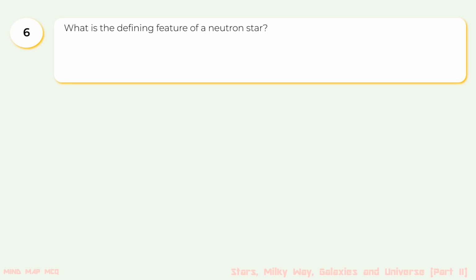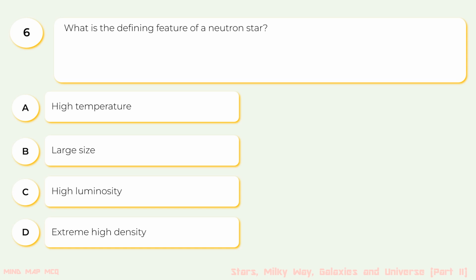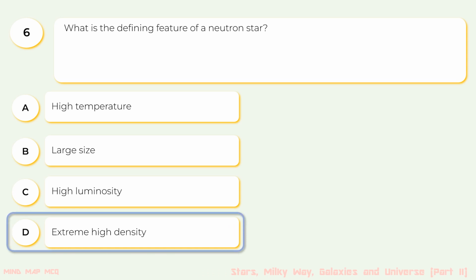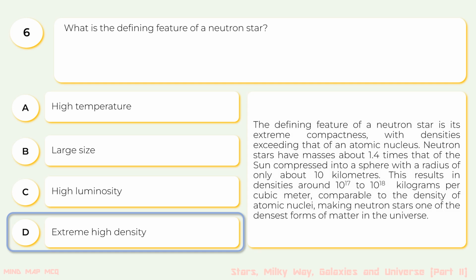6. What is the defining feature of a neutron star? The options are A. High temperature, B. Large size, C. High luminosity, D. Extreme high density. The correct option is D. Extreme high density. The defining feature of a neutron star is its extreme compactness with densities exceeding that of an atomic nucleus.